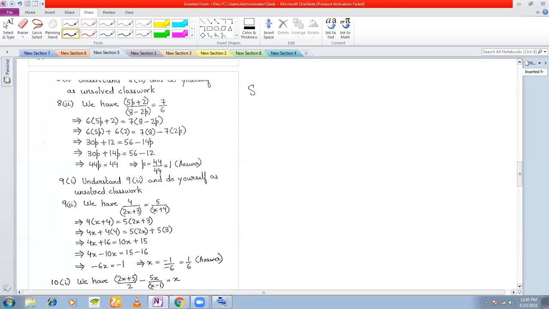Next question, 8.2. Question here is (5p plus 2) divided by (8 minus 2p) is equal to 7 by 6. If the brackets are not given, you insert brackets. Okay. Next, you cross multiply to remove the fraction.